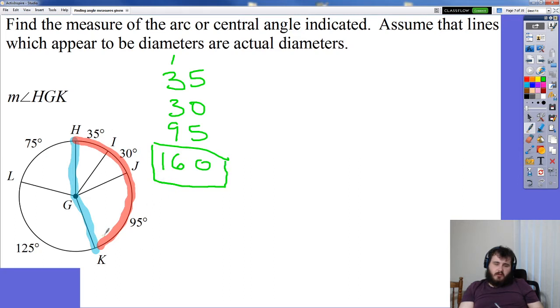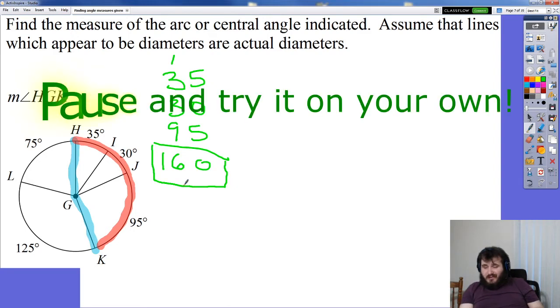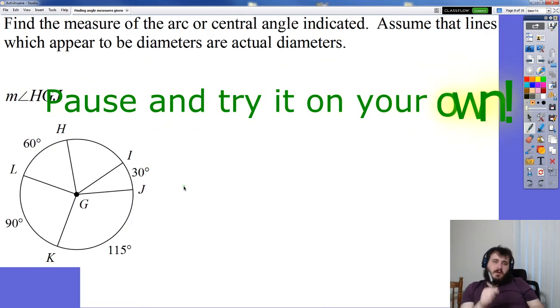The arc is 160, so angle HGK has to also be 160 degrees. Pretty simple, right? Give this one a try.